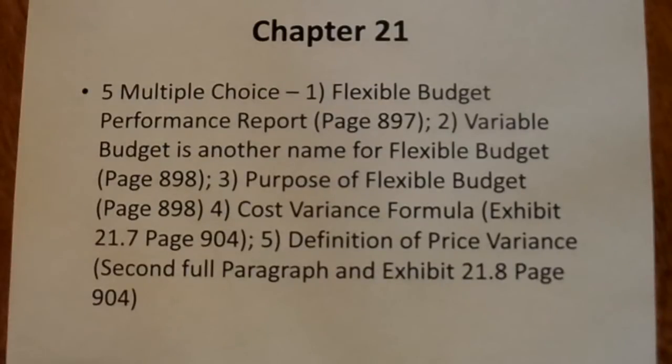You have a multiple choice type question that asks about the purpose of a flexible budget. Page 898 talks about those. You also kind of saw the purpose with your case study. Then there are 2 variance formulas. Question 4 is the cost variance formula from Exhibit 21.7 on page 904. And number 5 is the price variance formula, second full paragraph, in Exhibit 21.8 on page 904.